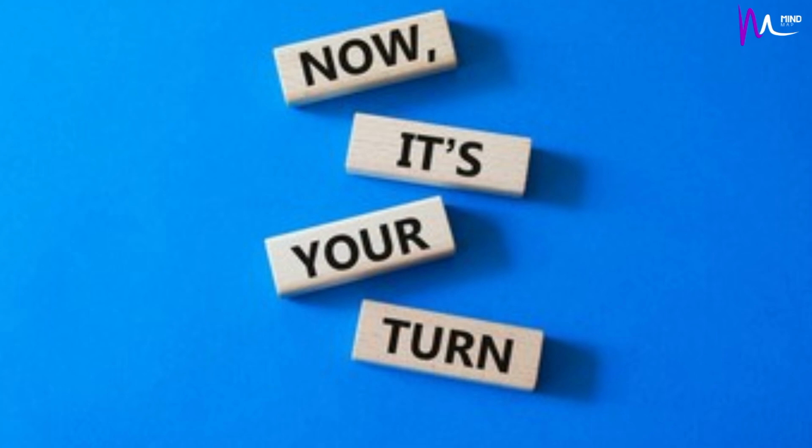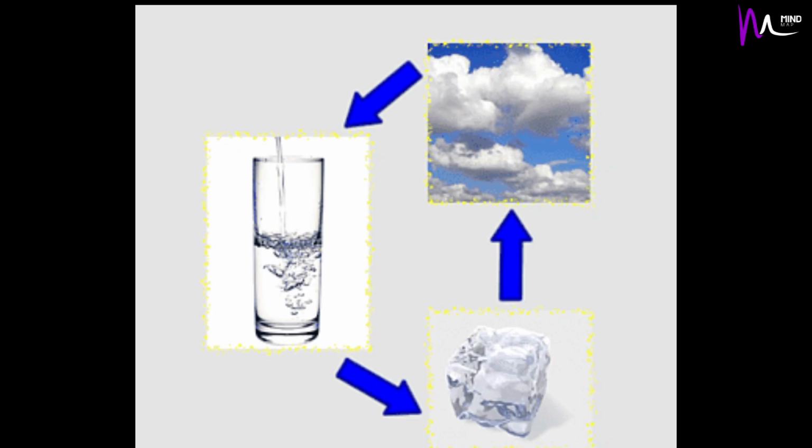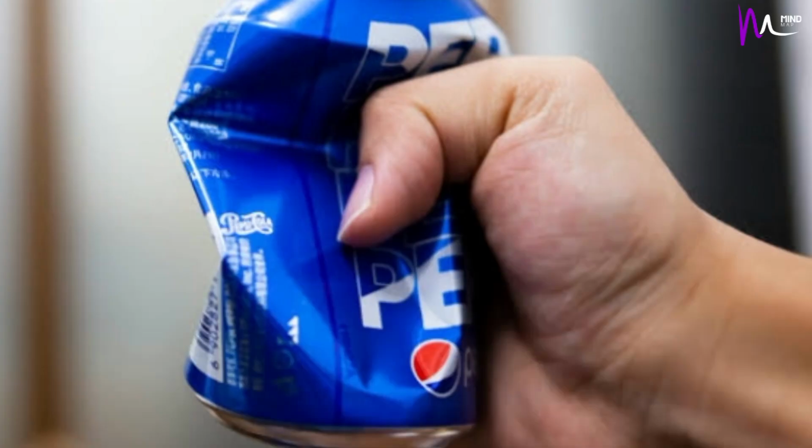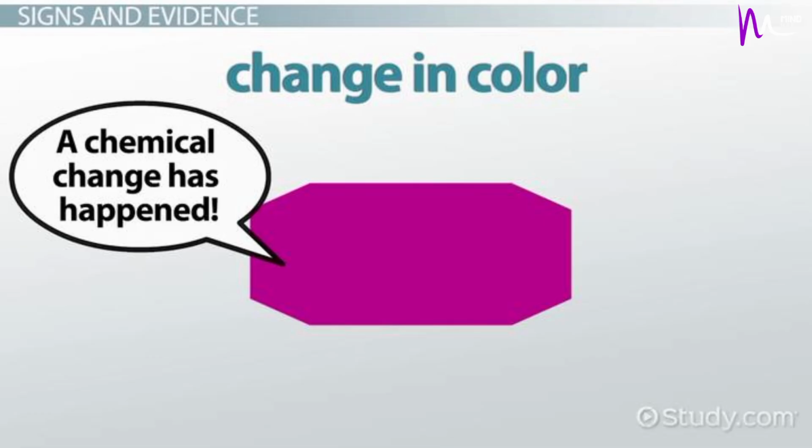Now it's your turn. Identify the type of change and also tell the processes happening in each stage. What type of change is it? Crushing of a can. What type of change is it? Comment any real-life example of chemical change in which changing of color has happened.